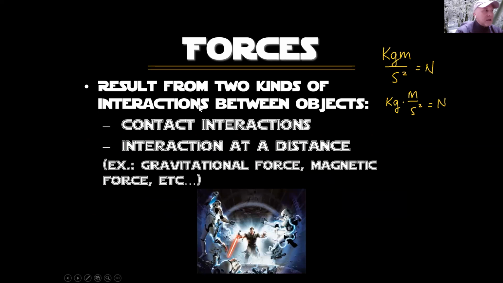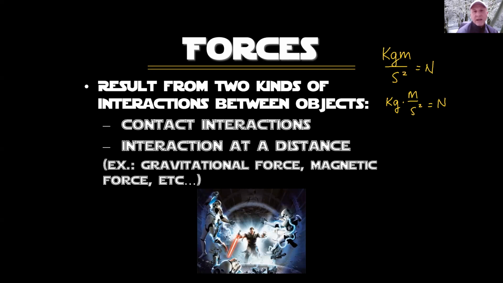Forces result from the interaction between two different objects. We have to have two different objects in order for these forces to have an effect. There's two different types. There's the kind that we call contact interaction, where the two objects are in contact with each other. Like Dallas is pulling Dakota's hair. Dallas and Dakota are the two objects, they're in contact with each other, and Dallas is exerting a force on Dakota.